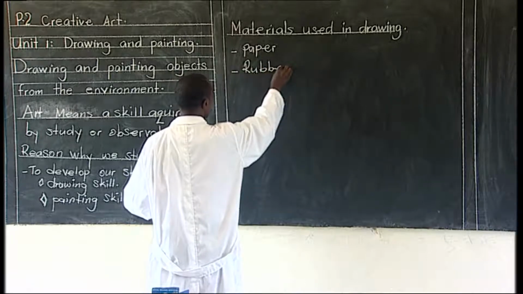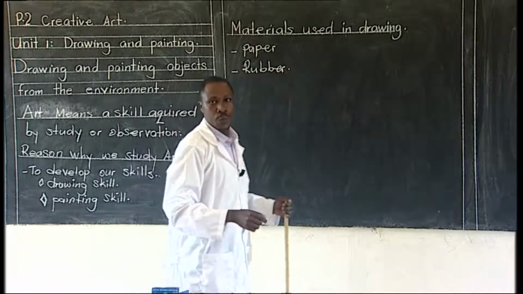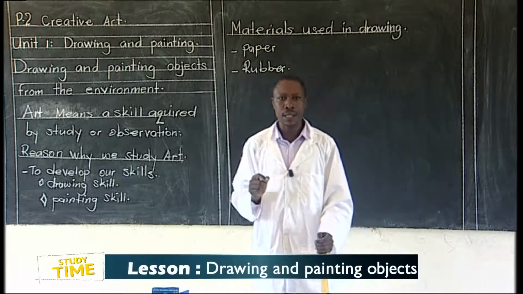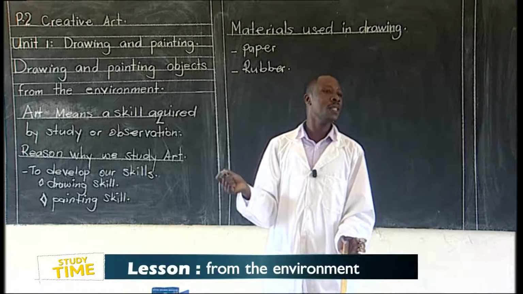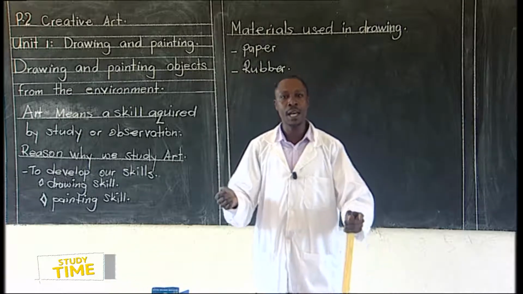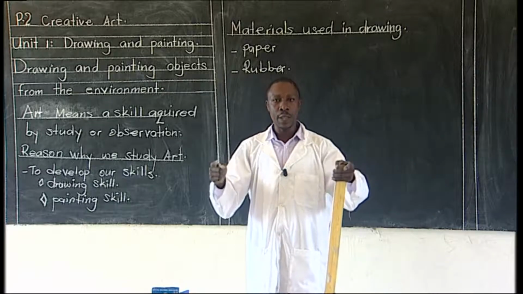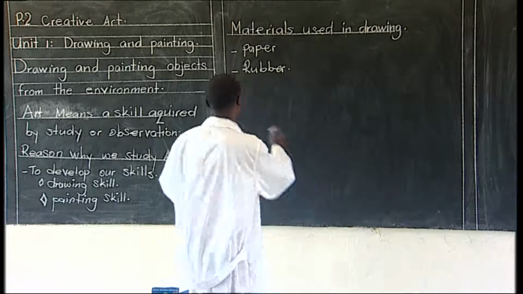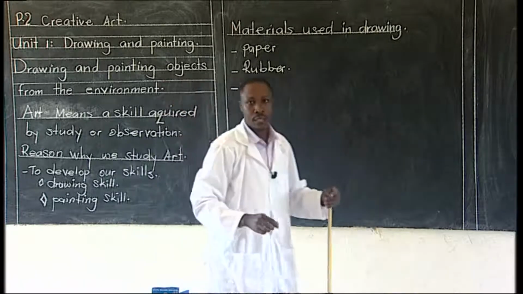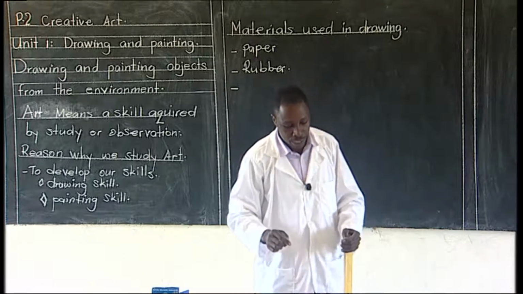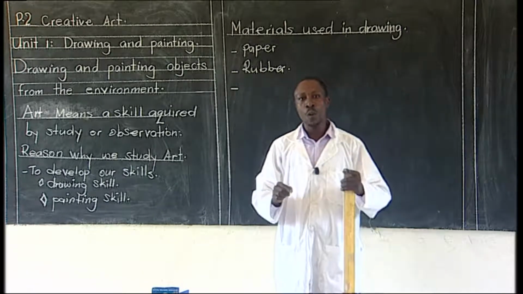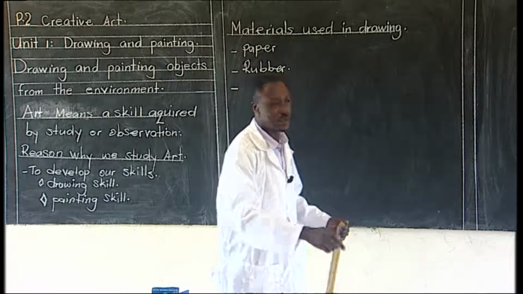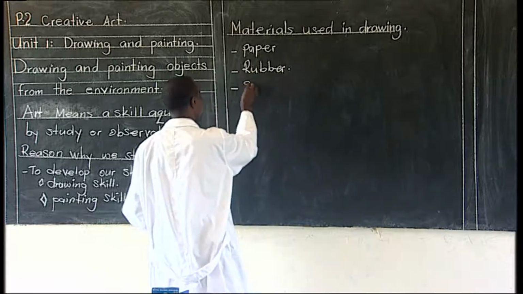Number two, we have a rubber. This rubber will help you to rub after making a mistake, because mistakes are allowed. We know mistakes in fine art, they are there. So after making a mistake, you are allowed to rub. Good. Who can give us the third material that we can use when we are drawing in fine art? Good. Excellent. Marvelous. We have a sharpener.